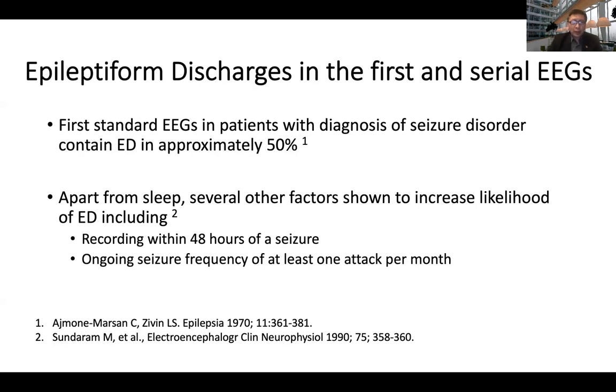How about epileptiform discharge in the first and serial studies? The first standard EEG in patients with a diagnosed seizure disorder contains epileptiform discharge in approximately 50%. Apart from sleep, several other factors show an increased likelihood of epileptiform discharge, including recording within about 48 hours after the seizure, or an ongoing seizure frequency of at least one attack per month.